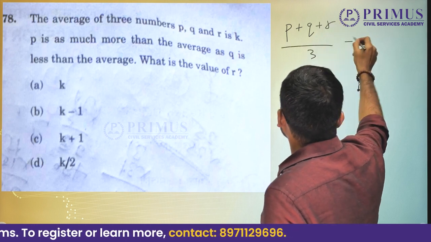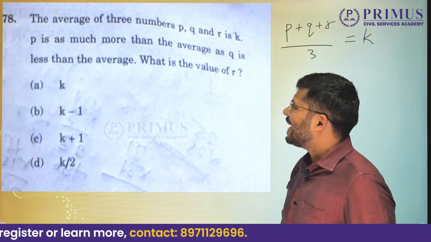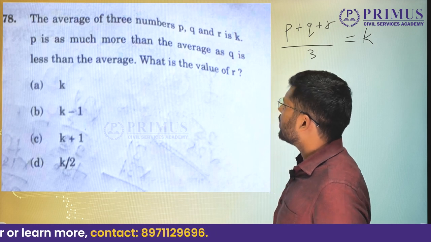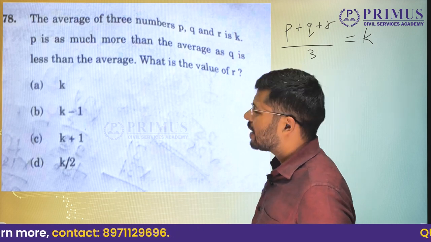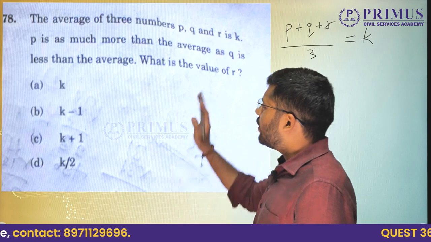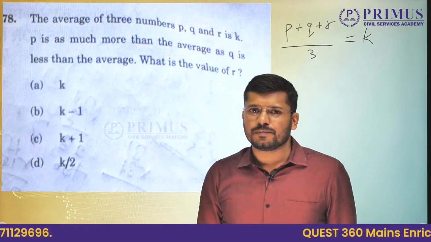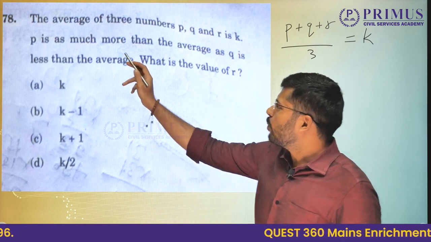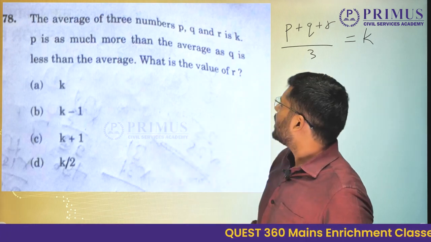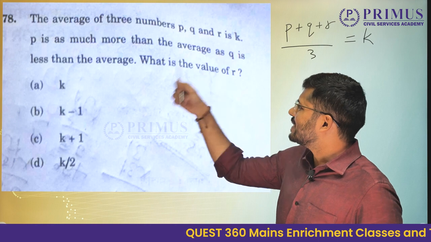Their average happens to be K. Now P is as much more than the average as Q is less than the average. So by intuition we can say that R is equal to K. How? Because P is as much more than the average as Q is less than the average.